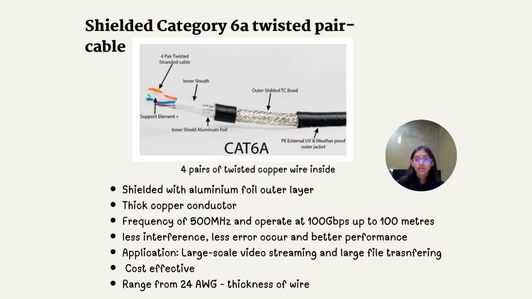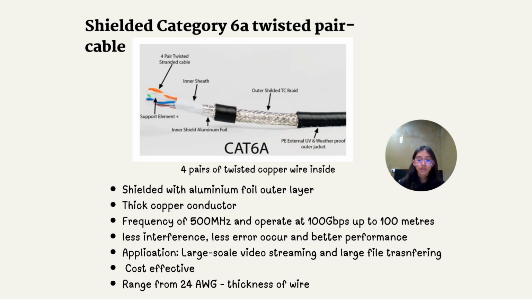This shielded Category 6A twisted pair cable has less interference, fewer errors, and better performance since it is shielded, and it can be used for activities like large-scale video streaming and large file transferring since it has a higher speed. It is cost-effective compared to using fiber optic, which can actually have a higher speed compared to category 6A twisted pair cable. But since we use this in the office where the environment has less interference, category 6A twisted pair cable is enough to be used.